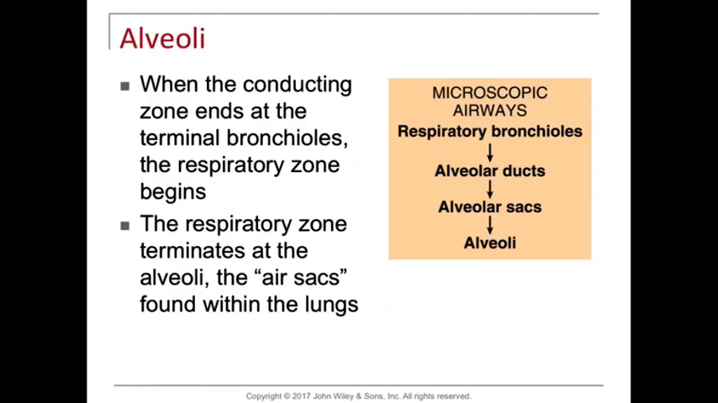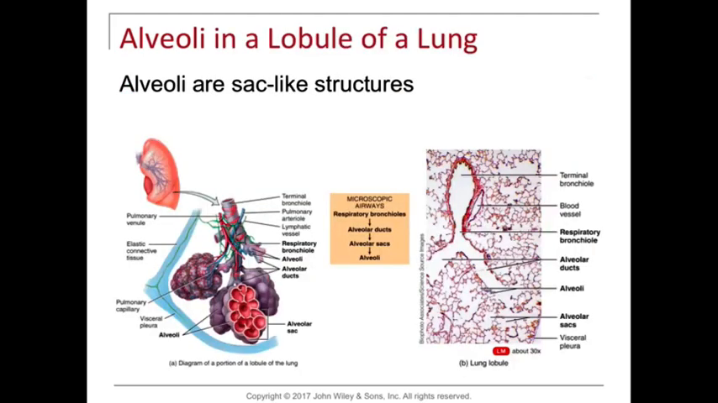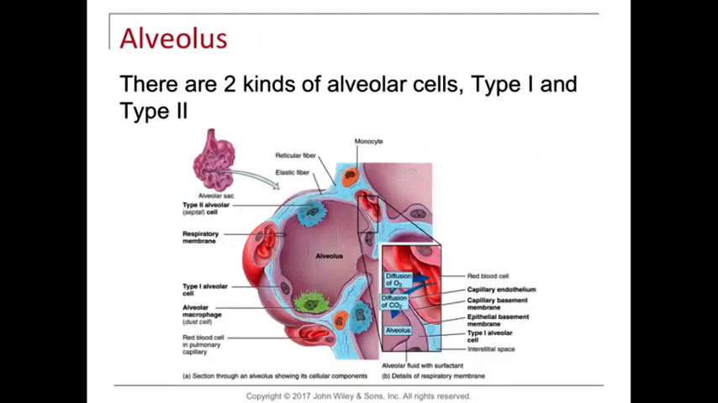Okay, we covered this. When the conducting zone ends at the terminal bronchioles, the respiratory zone begins, and the respiratory zone terminates at the alveoli, which are the air sacs found within the lungs. And there's the picture on the left-hand side showing the respiratory bronchioles, the alveoli, the alveolar ducts, and the alveolar sacs. And what surrounds the alveolar sacs are the pulmonary capillaries, which is where the gas exchange takes place. You can see here the septal type or alveolar type 1 cell and the alveolar type 2.